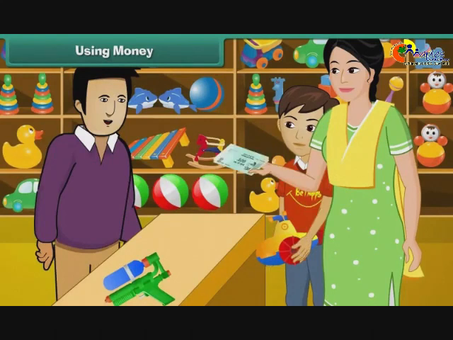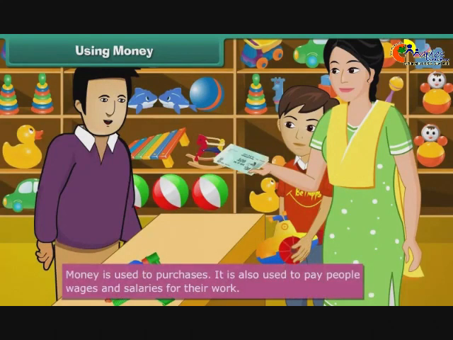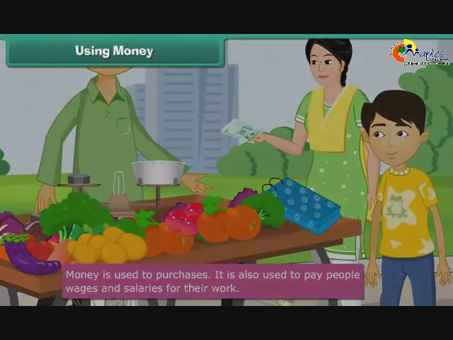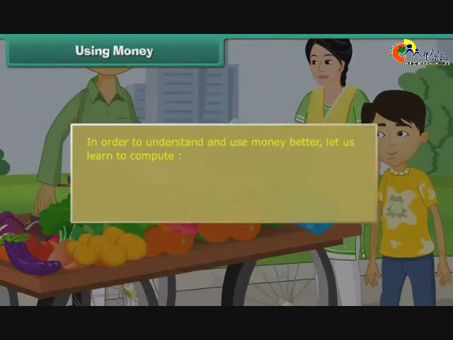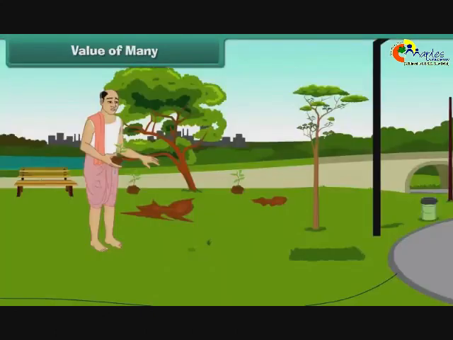Using money. Money is used to make purchases. It is also used to pay people wages and salaries for their work. In order to understand and use money better, let us learn to compute the value of many and the value of one.